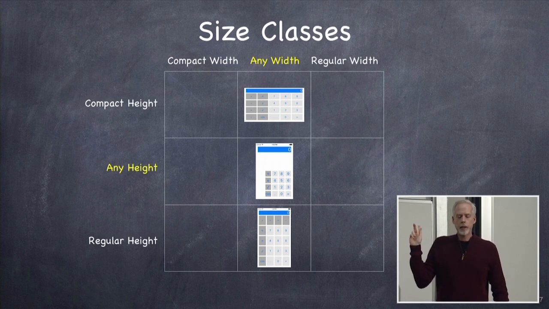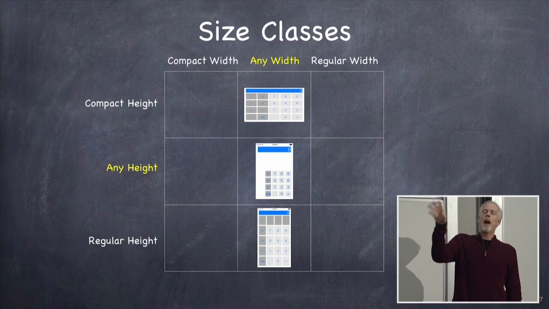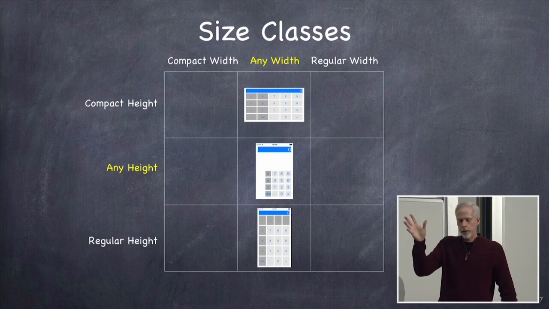So you can see here in the calculator here, the only things I can do in any is the base keyboard there, not including the buttons that are either going to be on the top or on the side, because those depend on the vertical size class there.